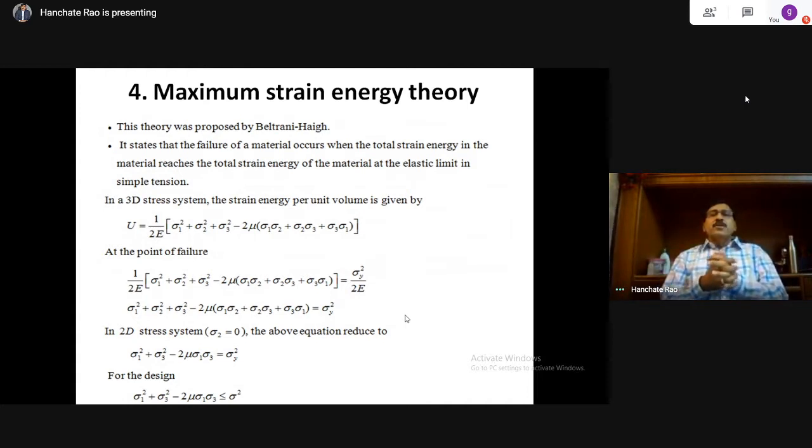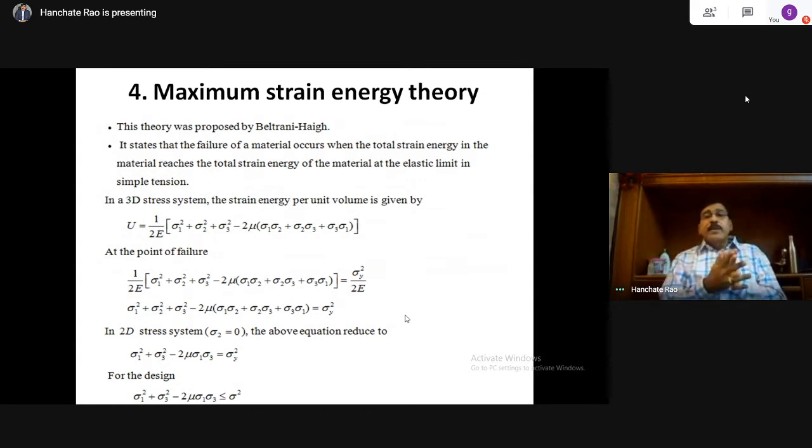So what is the statement of this theory? According to the maximum strain energy theory, the failure of the material will occur when the total strain energy in the material reaches the total strain energy of the material at the elastic limit in simple tension. That's what we have to compare: strain energy at the elastic limit in simple tension with strain energy due to a complex loading system and principal stresses.